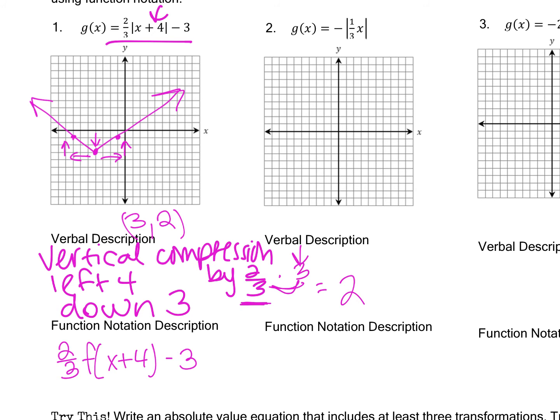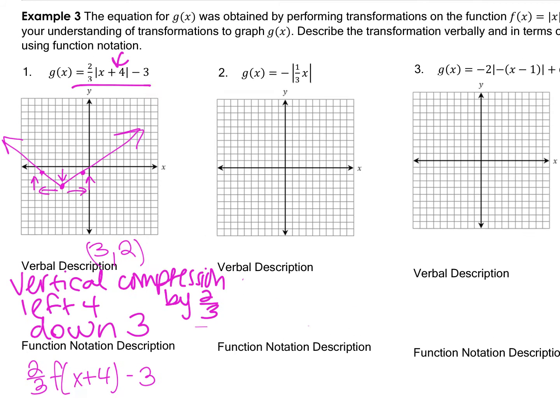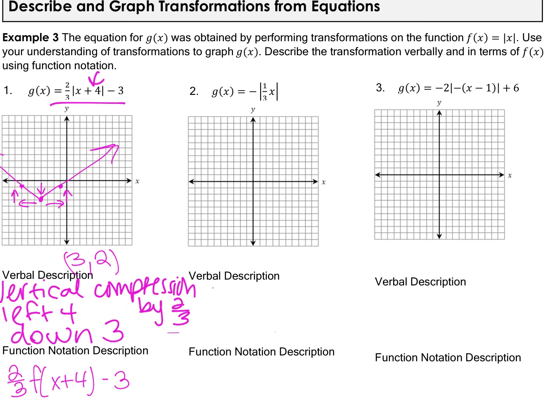Okay, let's take a look at this next one. All right, so here's this one, our verbal description. This one is a negative on the outside, so it will reflect over the x-axis. And then we have the 1/3 on the inside. So we know it's horizontal, it's on the inside.